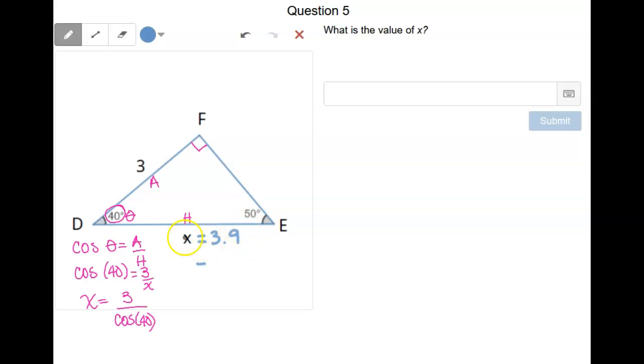Just think about whether or not this makes sense. We know that this is the hypotenuse. It has to be the biggest side of the triangle, and it's bigger than 3. 3 is going to have to be bigger than this one because this one is across from the smallest angle. So this should be a fairly decent answer. So 3.9 is the value of x.